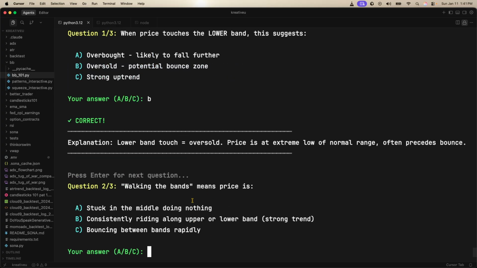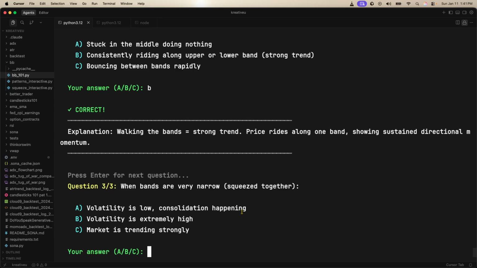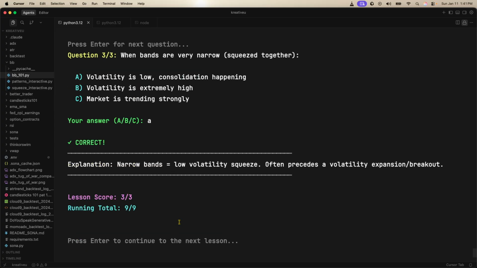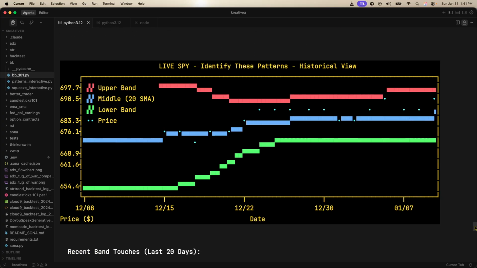Walking the bands, that's funny. It means that the price is what? Stuck in the middle doing nothing, consistently riding along the upper or lower bands, a strong trend, or bouncing between the bands rapidly. So it's going to be walking between the upper and middle bands. And then when the bands are very narrow, squeezed together, what's going to happen? Volatility is low, consolidation is happening. So volatility is low and we're expecting consolidation or a breakout to happen.